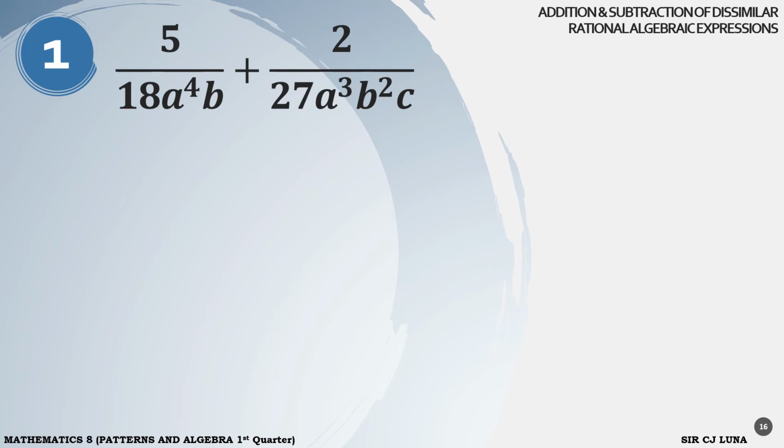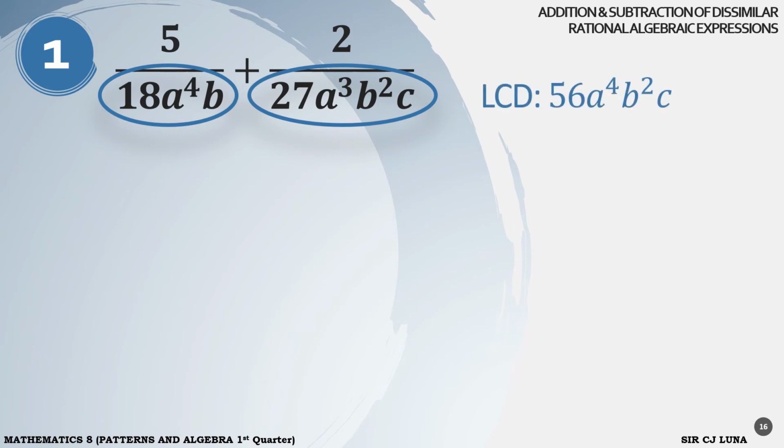Let's do example number 1. We have 5 over 18a raised to 4b plus 2 over 27a cubed b squared c. So here we have different denominators. So all we have to do is get first the LCD. Okay, what is the LCM of 18 a raised to 4 b and 27 a cubed b squared c? Okay, ano yung LCM ng 18 at 27? That's correct, 54.